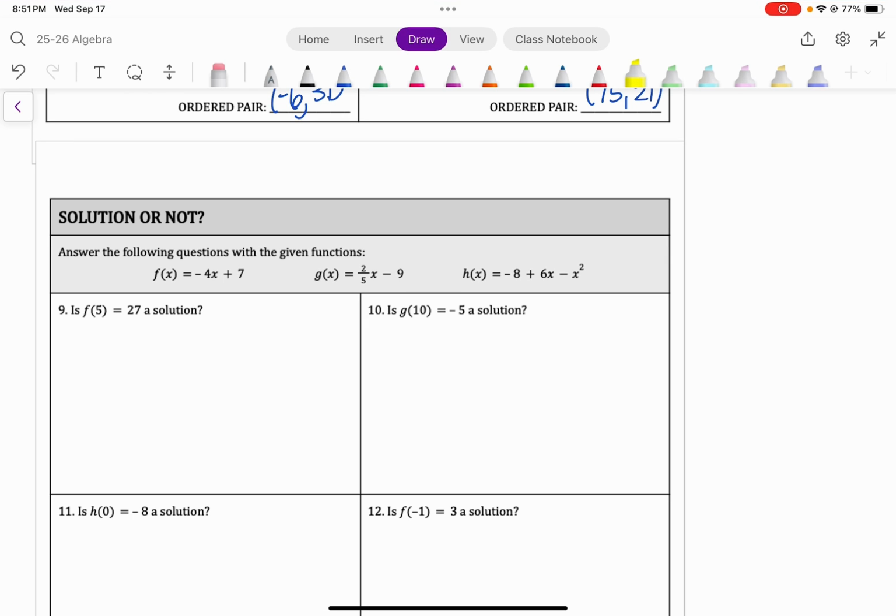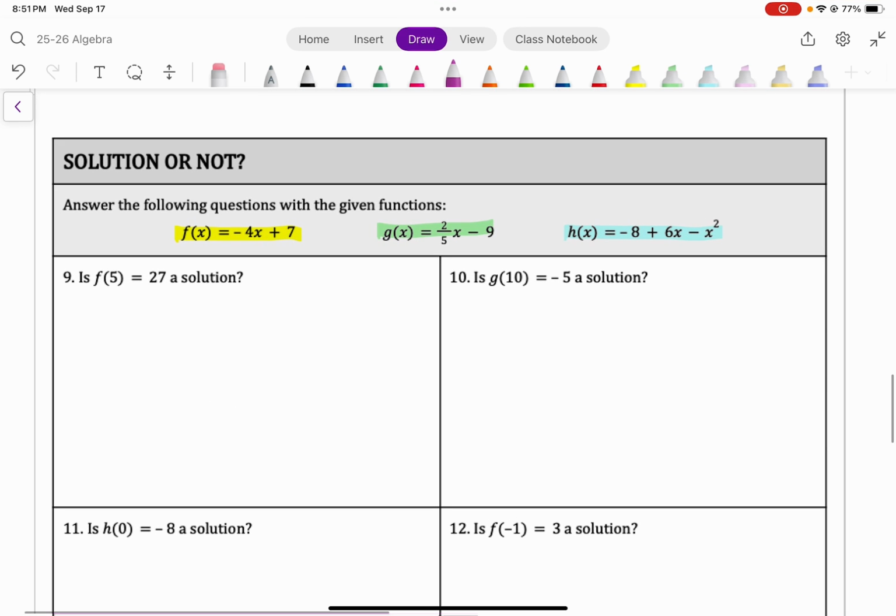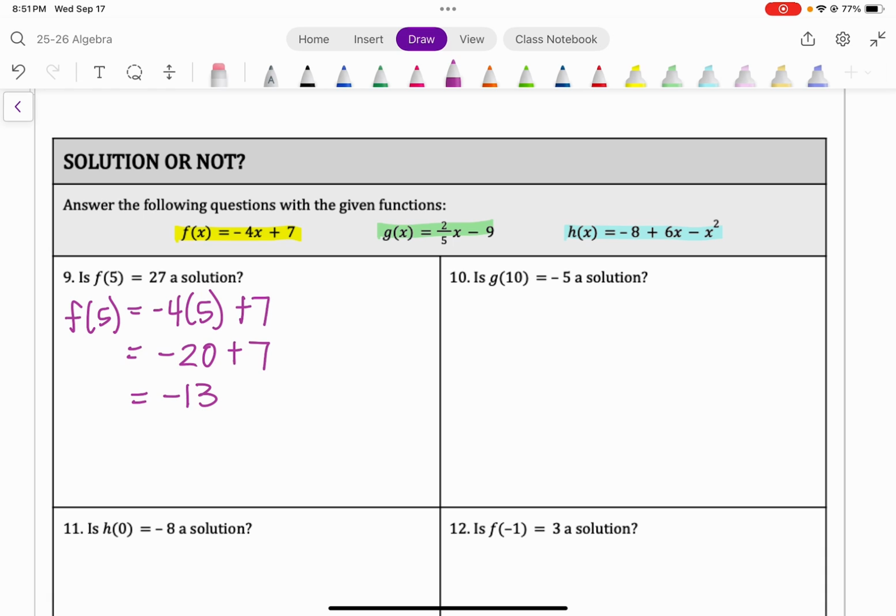Okay, in this last section, we're still using these same 3 functions. We're going to take 5, plug it into the f of x function, and see if it generates an output of 27. So f of 5 equals negative 4 times 5 plus 7. Negative 4 times 5 is negative 20. Add 7. That makes negative 13. Does it equal 27? No, so it's not a solution.